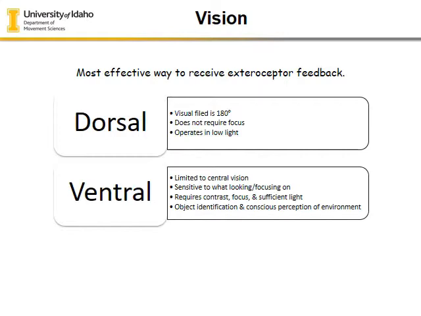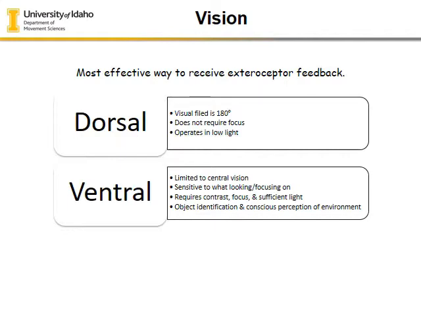And the difference with the ventral is that it's limited to your central vision, and this is really where you find the contrast and the focus, and it needs sufficient light to really identify what you're looking at or focusing on. And then this is what you use. So the ventral system is what you're using for object identification based on that contrast and focus. And it really has to do with your conscious perception of the environment.